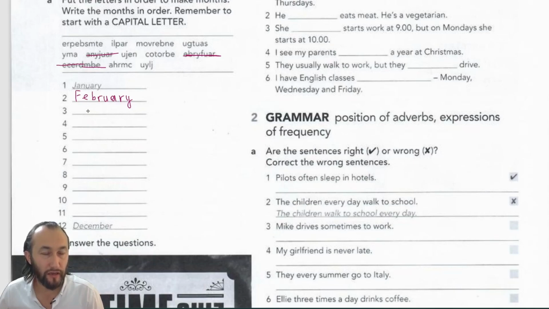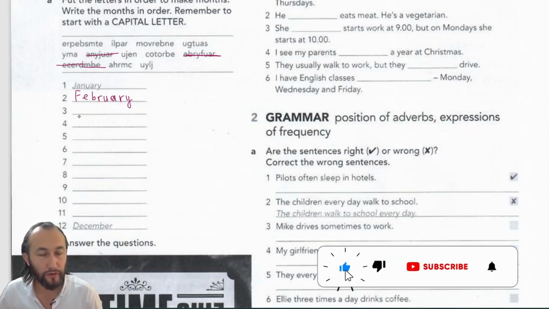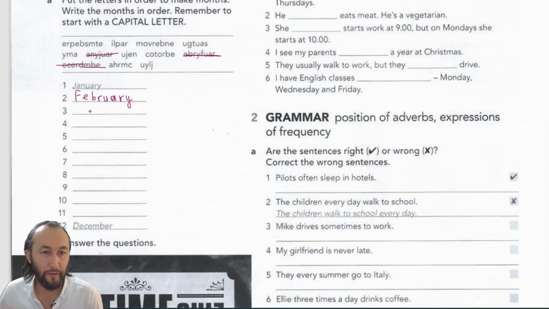There's another way of saying it. If you want to really say it easily, you can just say February. February, that's also fine. All right. So January, February, and after that, March.